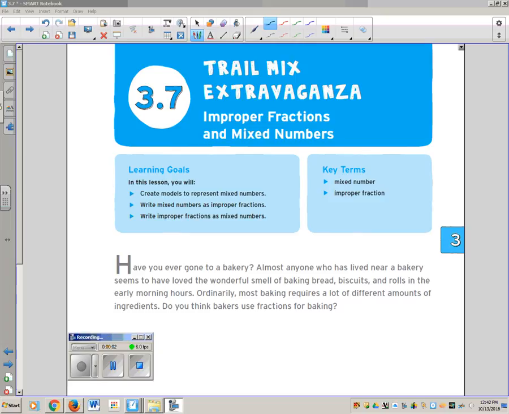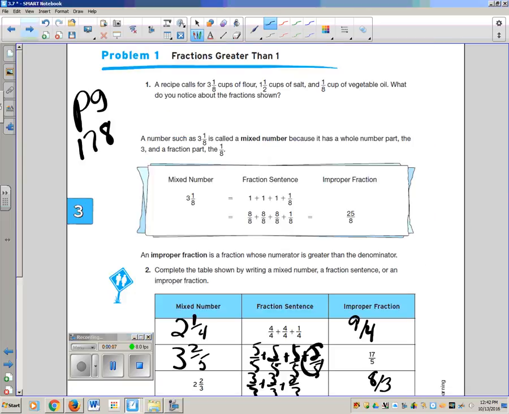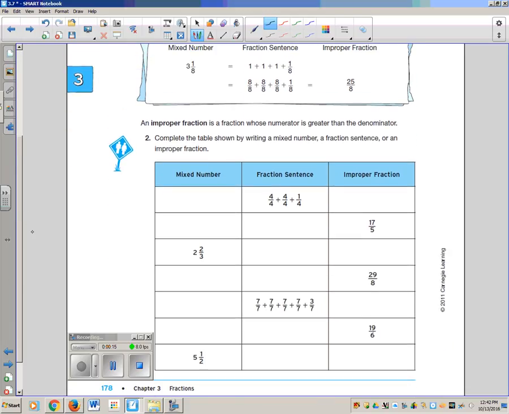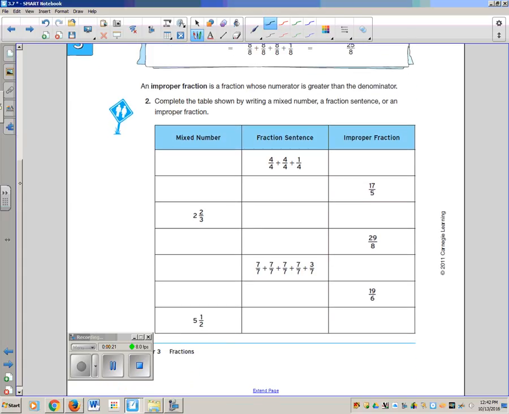Chapter 3, Section 7. This section we're going to be working on mixed numbers and improper fractions, starting on page 178. Make sure you have your book. We have a chart on the bottom of page 178. The very first one, they give us a fraction sentence with 4 fourths, 4 fourths, and 1 fourth.